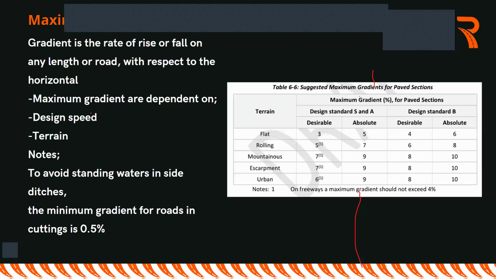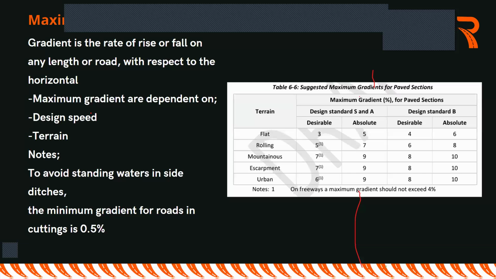So we have a flat terrain for a class of road A and S. This majorly means heavily trafficked roads. We are having a desirable 3% and an absolute 5%. If you go to a lower class of road, these A, S, and A are called international trunk roads. Then when you go to B, which are mostly national roads or regional roads, you can use a desirable 4 to 6%.